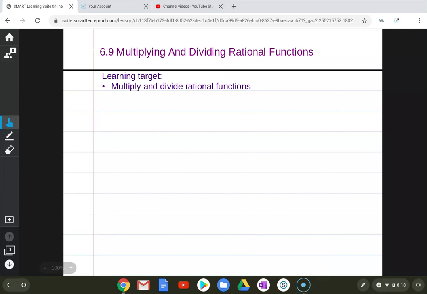Hi everyone, it's time to do section 6-9, which is on multiplying and dividing rational functions. Yesterday we added and subtracted. Today we're going to multiply and divide. This is one of my favorite things to do. I hope you enjoy it as much as I do.